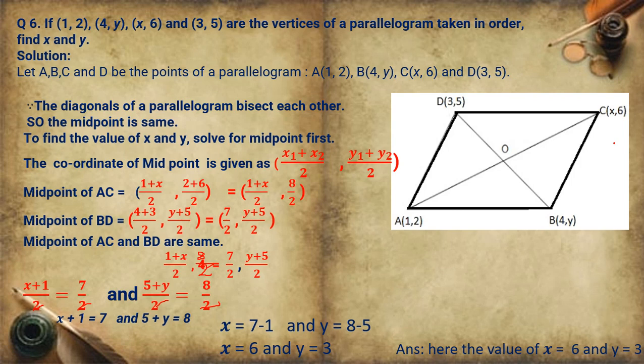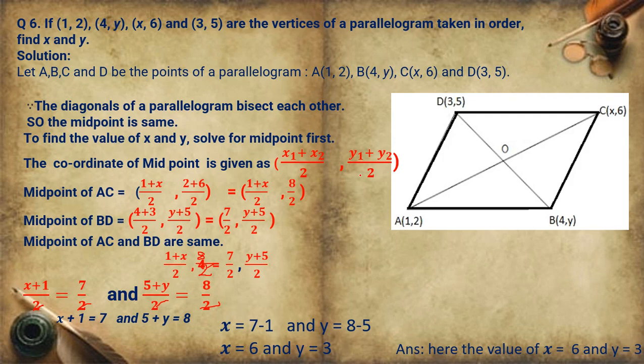As the diagonals bisect each other. Also, when a diagonal divides each other into same parts, that means bisection formula, we can say this is the midpoint. So the coordinate of the midpoint is given by, remember this, (x1 plus x2) upon 2, (y1 plus y2) upon 2. This is the formula for the coordinate of the midpoint.